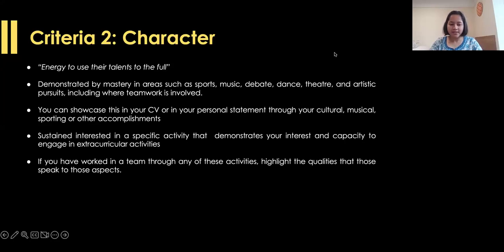And if at any point in these different activities you've worked as part of a team, you've helped lead it, or have just enjoyed the teamwork involved, then highlight the things that you learned from it and how it may or may not have fed into your academics and future aspirations.